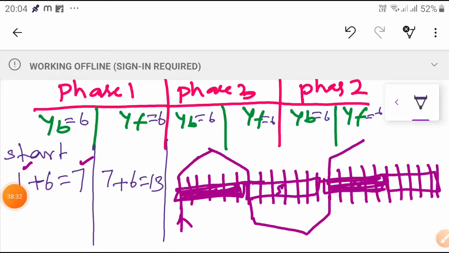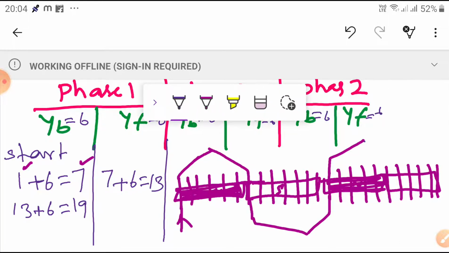13 plus 6 is 19. So where is the 19th? Here I connect it. Now 19 plus 6, what is the value? I am going to get 25. 25 means there are 24 slots, so 25 minus 24 is slot 1, but slot 1 is already engaged here.